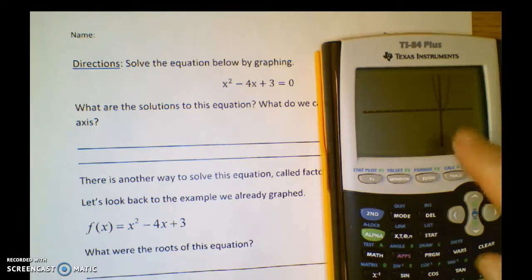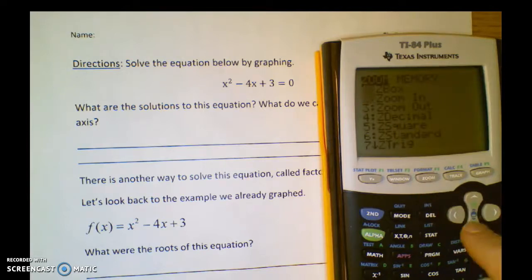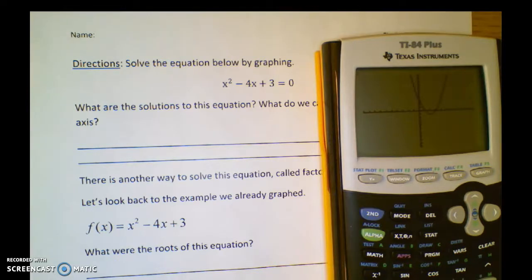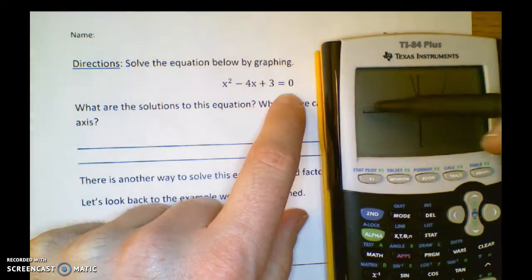If it's hard to see your screen, you can fix that by pressing zoom and then going down to zoom standard. Zoom standard just makes the window the 10 by 10. So now I can see a better picture of my graph. The first thing that probably jumps out at you is you don't see that other horizontal line that we're used to seeing cross the parabola or the U-shape. The reason is the horizontal line in this case happens to be the x-axis.